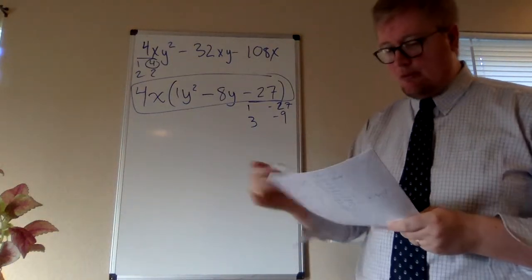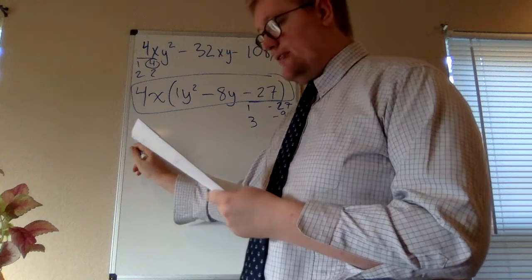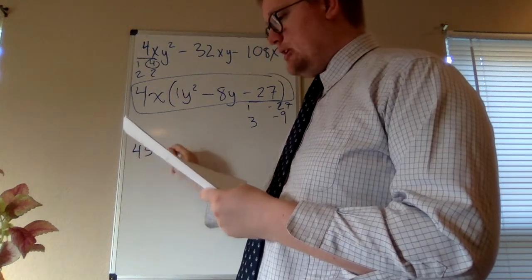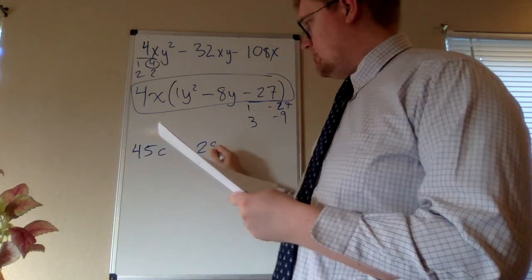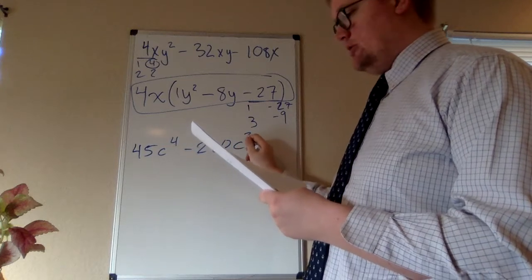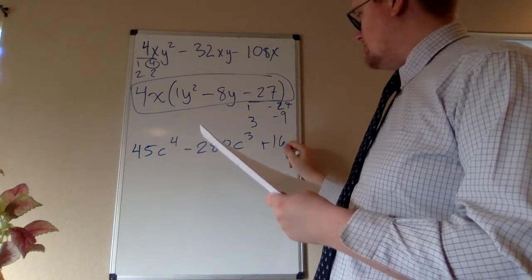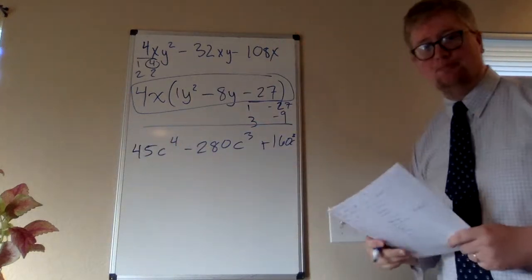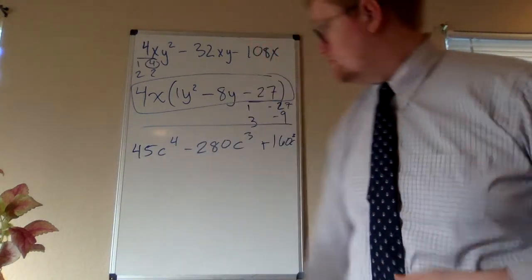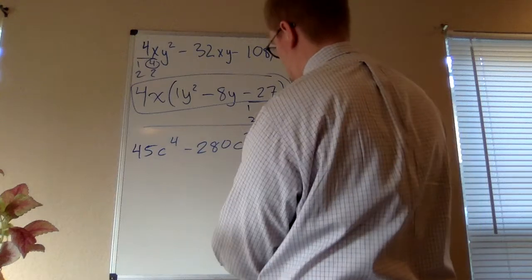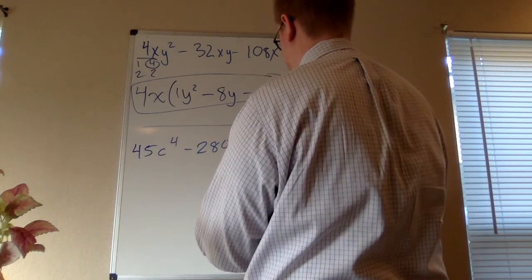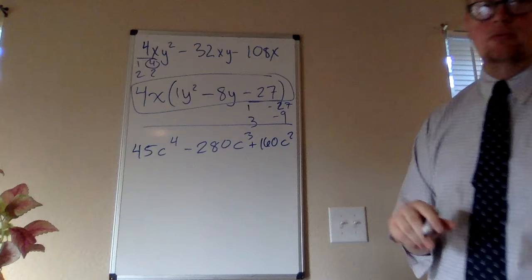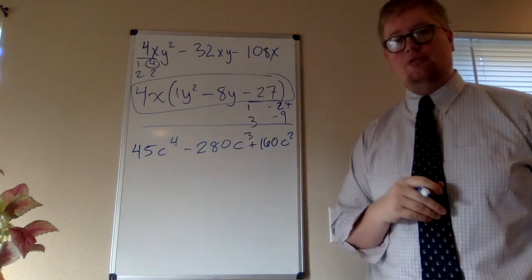All right. Last example. 45c to the 4th minus 280c to the 3rd plus 160c squared. All right. Start off with the greatest common factor.